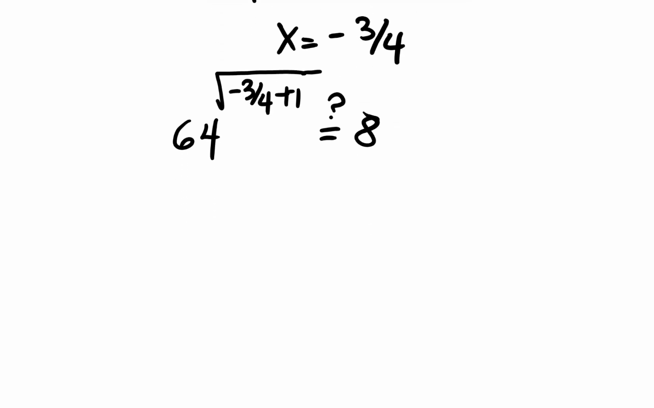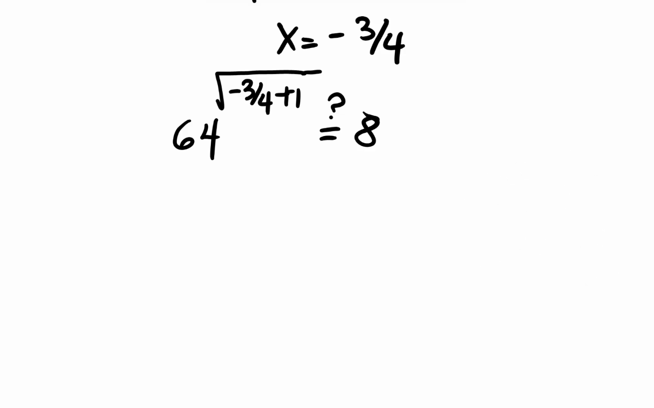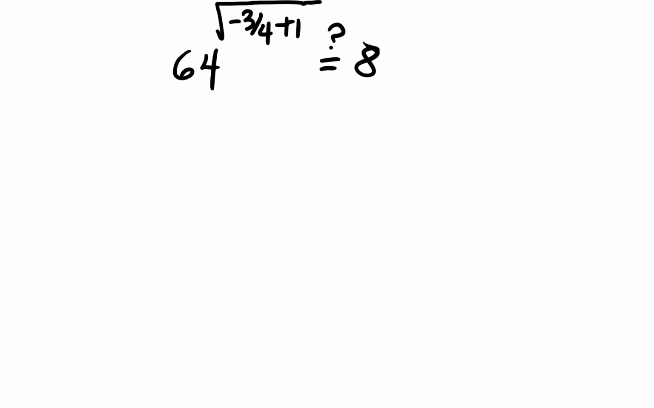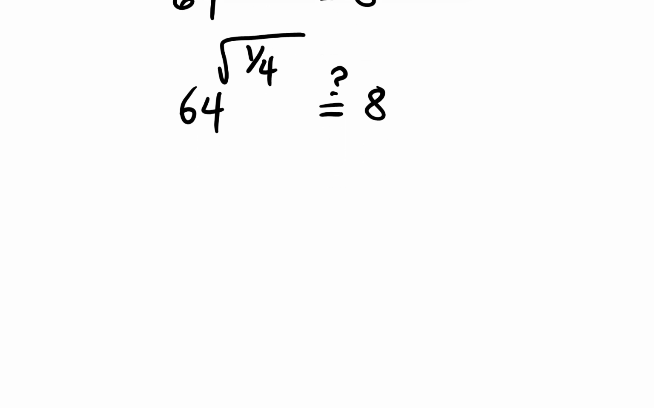Now minus 3 over 4 plus 1 is what? 1 times minus 3 is minus 3, plus 1 and 4 is 4. 4 times 1 is 4. Minus 3 plus 4 gives us 1 over 4. So minus 3 over 4 plus 1 is 1 over 4. So we have 64 raised to the power the square root of 1 over 4. Is that equal to 8? That's what we're trying to figure out.